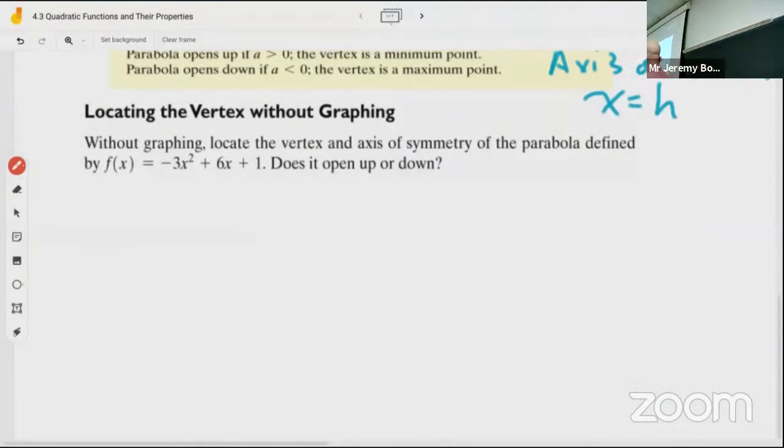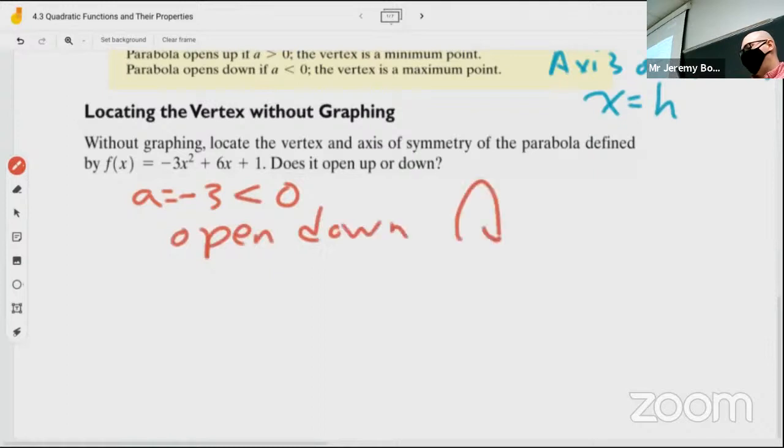So we want to locate the vertex without a graph. And we can talk about some other stuff too as well. So the first thing I do when I get a quadratic function and I need to determine some stuff about it, I want to decide, does it open up or down? It's the easiest thing to do, and it gives me a lot of information just from it. So if we look at this one, negative 3x squared plus 6x plus 1, does that open up or down? Down. Now, how do we know? A is negative. A is negative 3, which is less than 0, so that means it's going to open down.